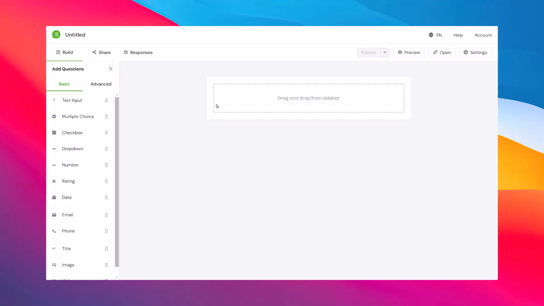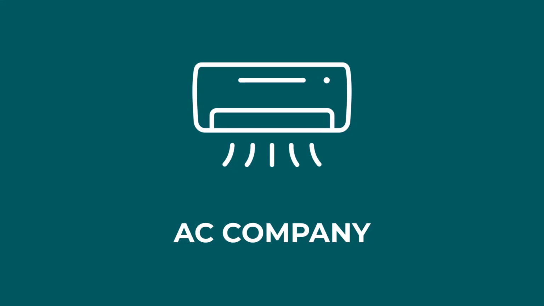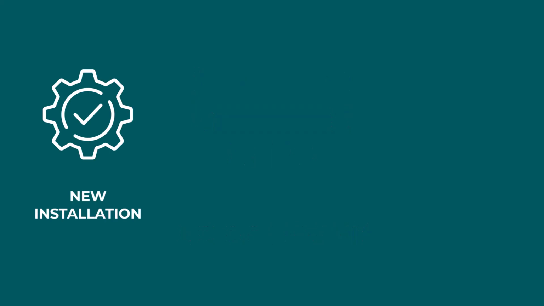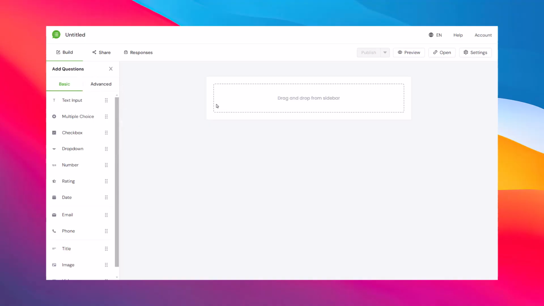For the sake of this video, let's imagine we are an AC company. Let's set up a form to collect the name and choose from the three different services that we offer: new installation, maintenance service, and to buy a used AC. To keep this video short, we'll link a tutorial video for creating a Whatsform on the screen.